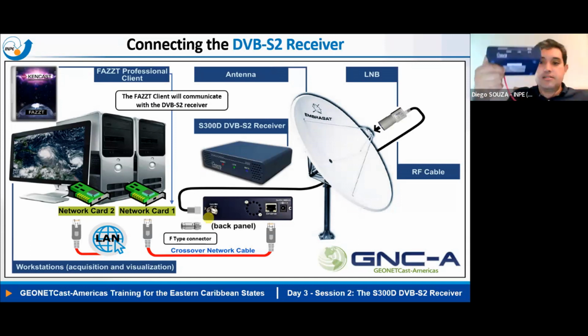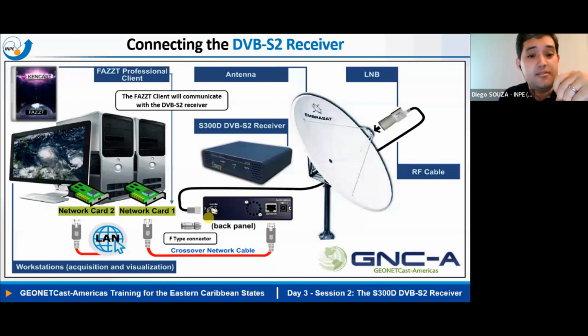Right? Here it is, the NOVRA S300D. And if you look at the back panel, you have the power input here, the Ethernet connector, and the satellite RF input. Okay, let me turn my receiver on. This is a spare receiver. Let me turn it on. You see that the power light now is red, right? Because we will learn how to configure it and monitor the parameters, right?